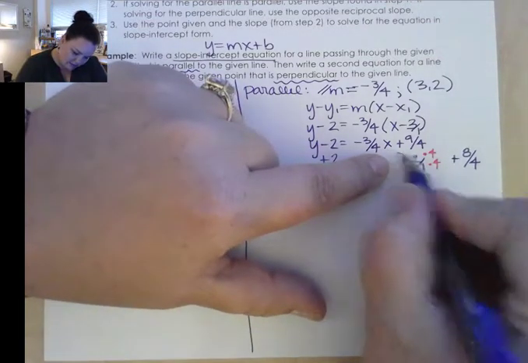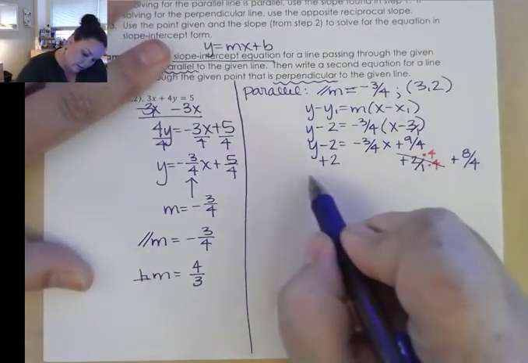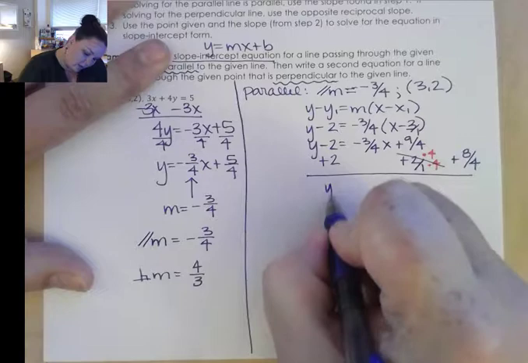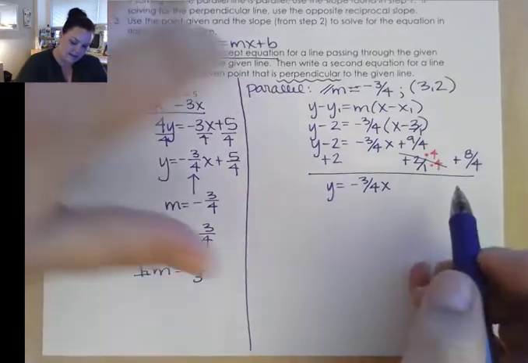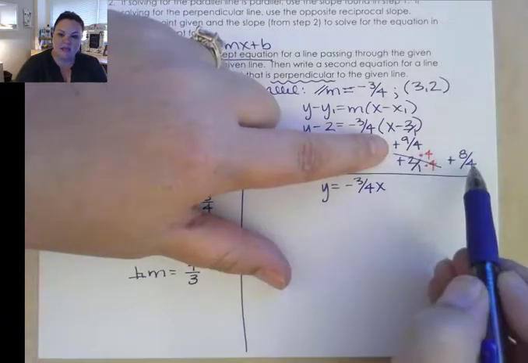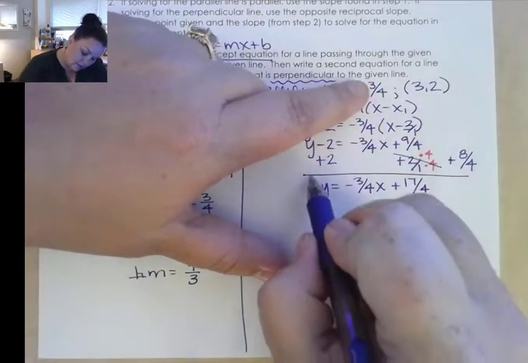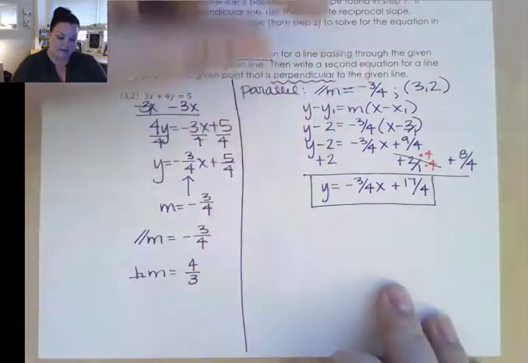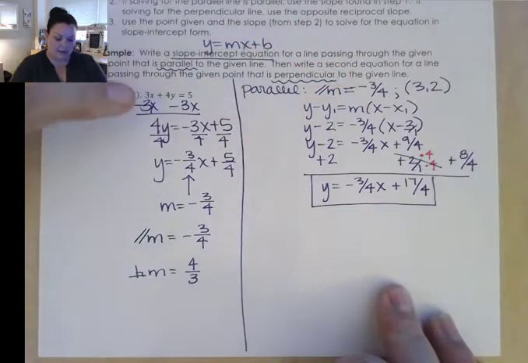All right, so I'm just going to mark this out because now I've rewritten it as 8/4. So now I have y is equal to my slope, negative 3/4 x. And then when I combine the 9/4 with the 8/4, that gives me a positive 17/4. So this is the line that goes through the given point that is parallel to the line given.